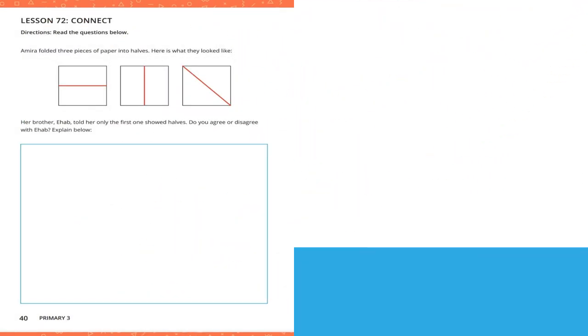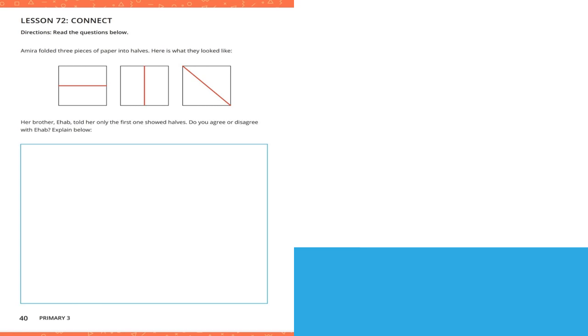22. The connect part. Amira folded 3 pieces of paper into halves. I have here 3 papers. She folded each one into 2 halves. Here is what they looked like. Her brother Ihab told her only the first one showed halves. Only the first piece of paper showed halves, but they are not halves.